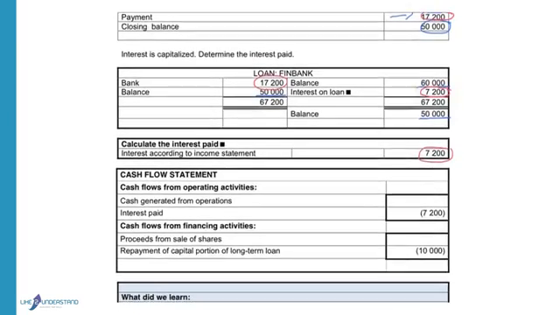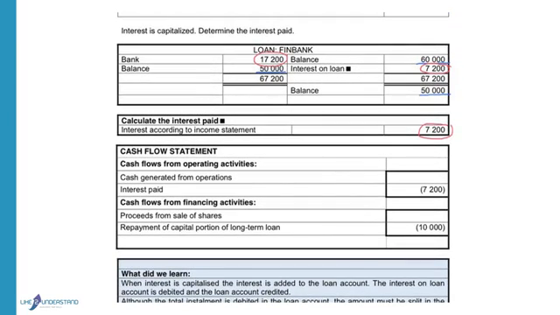If we go and record the entries in the cash flow statement, we will show that cash flow from operating activities, where we pay interest, we have to show that we paid the 7,200, so there was an outflow of 7,200 for interest. And then we also made a repayment on the loan, so there was a 10,000 Rand outflow for the installment that was paid on the loan.